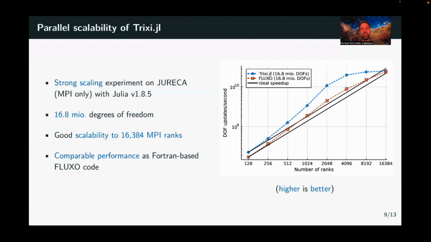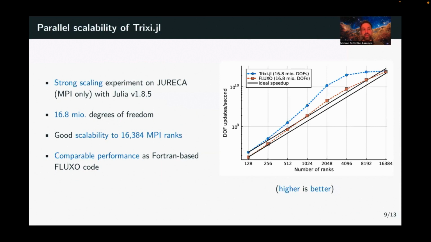All right. So this is the first parallel scaling result we got. This is a strong scaling experiment on Eureka with Julia 1.8. Strong scaling means we have a fixed problem. We start with a low number of ranks. So we have 128 ranks on one node, one MPI rank per core. And then we take the same problem size and just distribute it over more and more nodes and more ranks, and see how the performance works out.